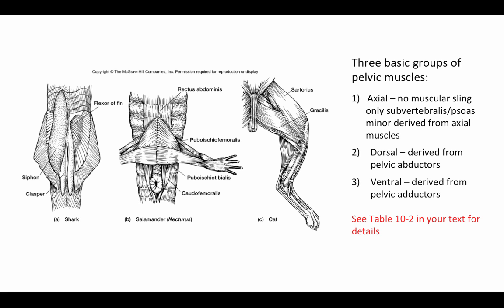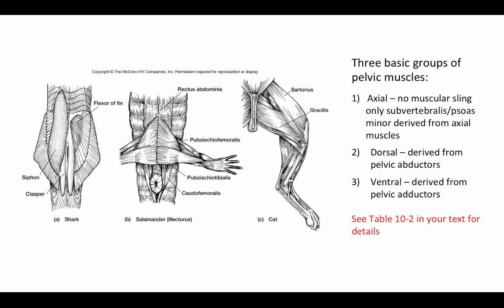And then the ventral group, same thing. You think of those as being on the back of your legs, your biceps and your other hamstring muscles, your gastrocnemius, all of these that are flexors of the different segments of your leg are derived from the ventral group. And again, for more details on the specific muscles, see table 10.2.